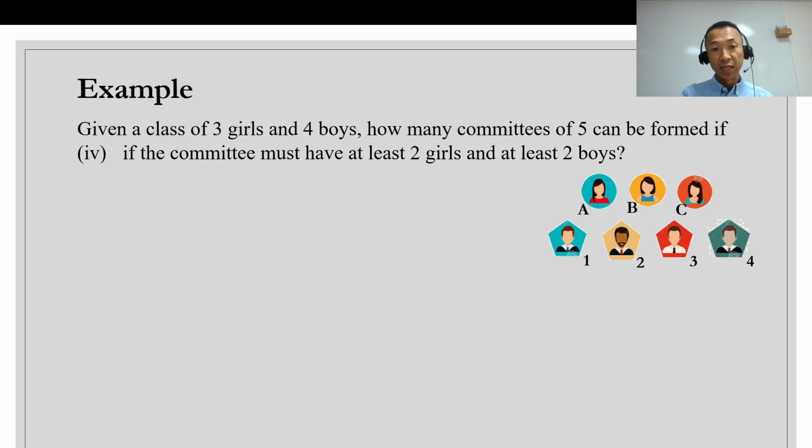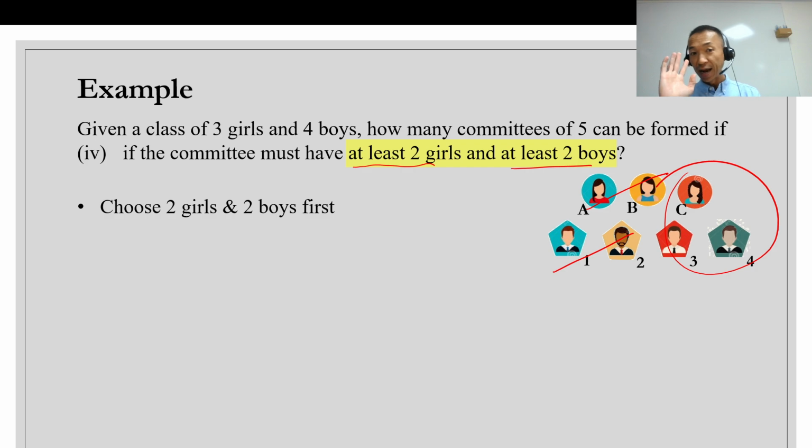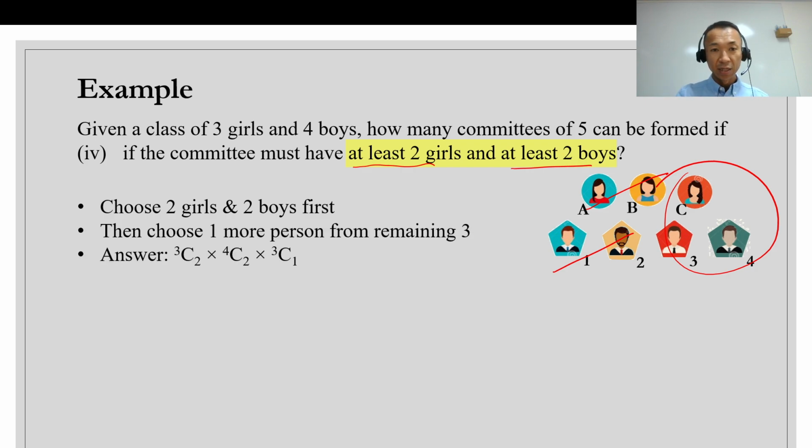I want to draw another method for us to explore. Some people would do it this way. Since you want at least 2 girls and at least 2 boys, let us choose 2 from the girls, 2 from the boys first. Then the last one, once you have struck off 2 from here, 2 from here, then out of the 3, you choose 1. Get the idea?